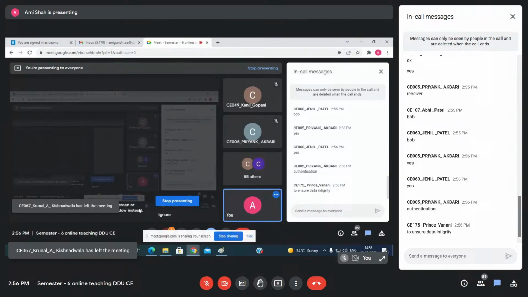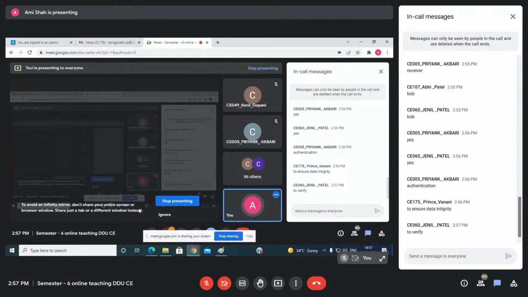Yes, Prince, you are correct, to ensure the data integrity. So what is the use of hash function, Prince? If I am using the hash function, then what happens? Basically, for which purpose are we using the hash function? To ensure the data integrity is fine, but to what?